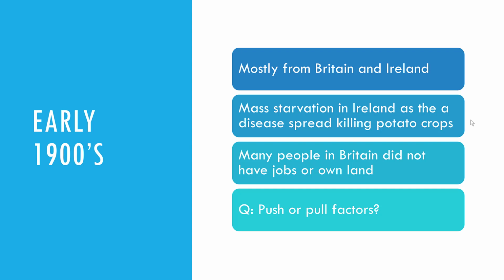Many people in Britain did not have jobs or own land. So because they didn't have much, they left. Usually when you own a lot of things in a country, you're not likely to leave that country. When you don't have a lot of things, you're more likely to leave and start fresh in a new land. Okay, so starting fresh in a new land, that's a pull factor, and the potato famine, that is a push factor.